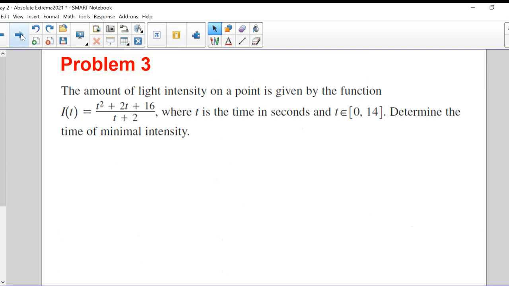And a similar question, but now we have a more intense, more complicated looking formula to work with. The amount of light at a point is given by a function where the time is in seconds. Determine the time of minimal intensity. So now we don't even have to look for the maximum. We're looking for the minimum, the time of minimum intensity. But the process is the same.